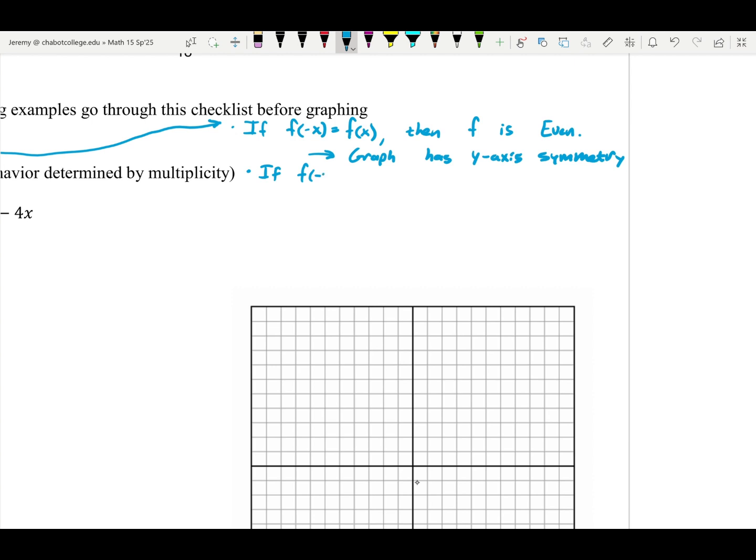Now, if f of negative x is equal to negative f of x, meaning we plug negative x into the function and it changes the sign of the entire function, or changes the sign of every single term in the function, then f is odd. It's an odd function, and the implication of that is that the graph has origin symmetry.